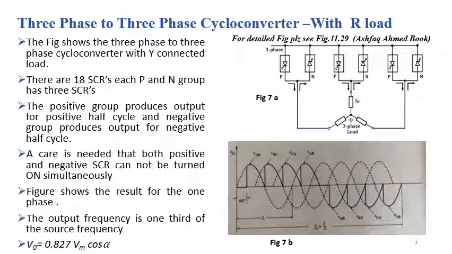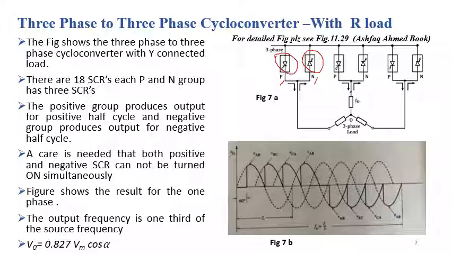Three-phase to three-phase cycloconverter with R load. Figure 7a shows the three-phase to three-phase cycloconverter with Y-connected load. There are 18 SCRs. Each P and N group has 3 SCRs. So there are 18 SCRs for the whole circuit. The P is the positive group of SCRs and N is the negative group of the SCRs.